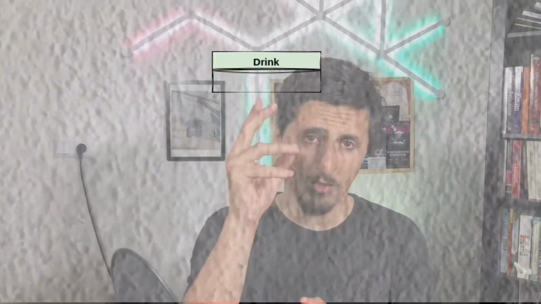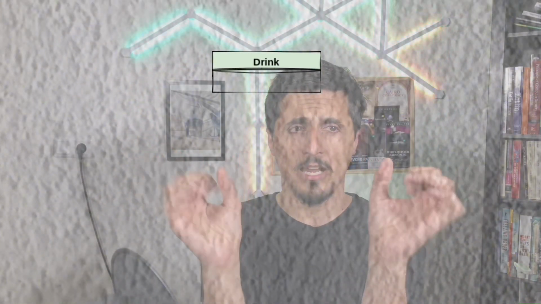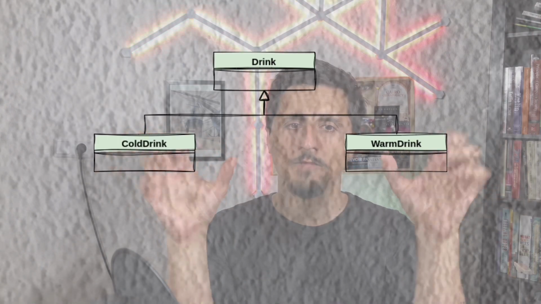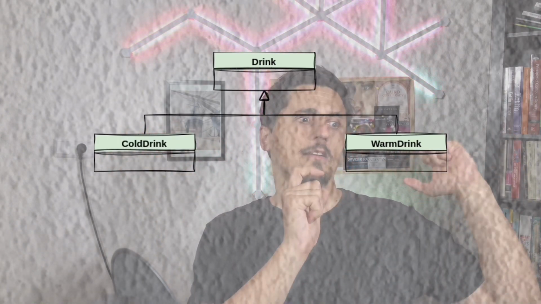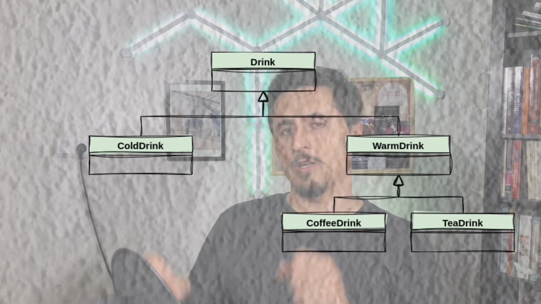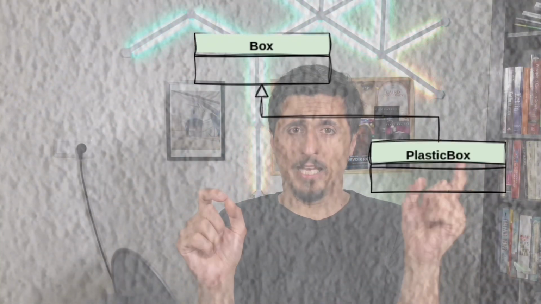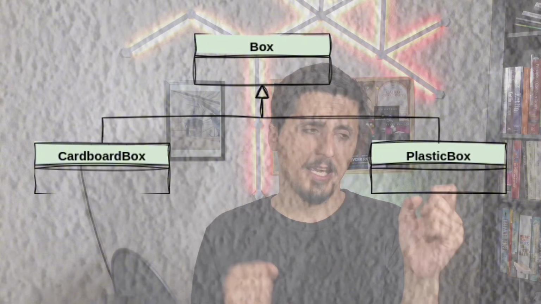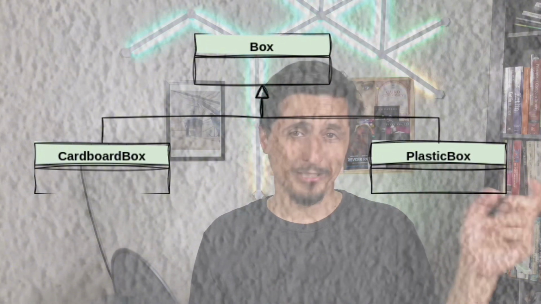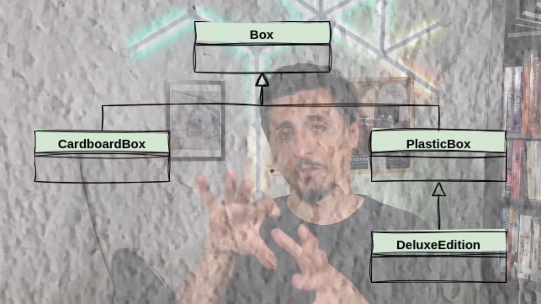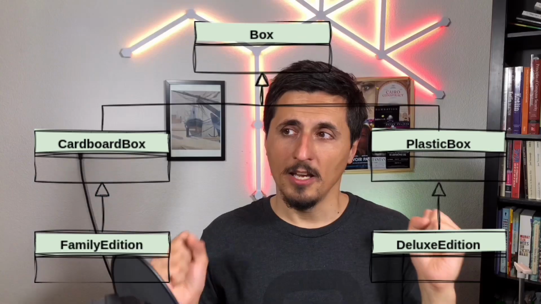So one drink that we can have is just the drink at the top, and then we can have warm drinks and cold drinks, and then from here onwards we can have tea and coffee, and we can have an orange juice and a lemonade. For the boxes, we're going to have a box, and then two different boxes, a plastic box and a cardboard box. And for the plastic box, we're going to have a deluxe edition. And for the cardboard box, we're going to have a family edition.